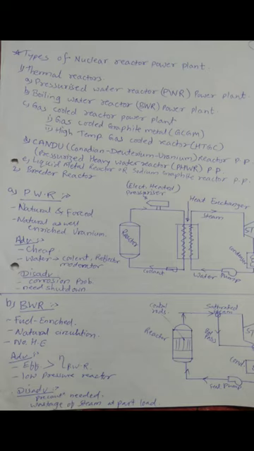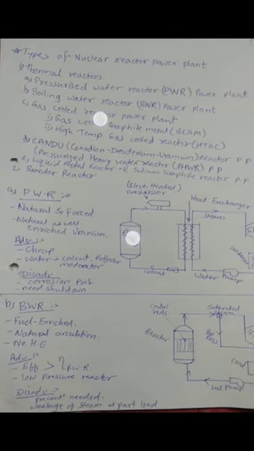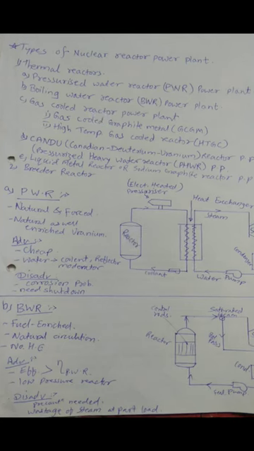In that again there are two types: gas cooled graphite moderator, that is GCGM, and the second one is high temperature gas cooled reactor, HTGC power plant. And the next, D type, is CANDU, that is nothing but a Canadian Deuterium Uranium reactor power plant. In India, the modification of this CANDU reactor is also called a pressurized heavy water reactor, PHWR power plant. And the E part of this is liquid metal reactor or sodium graphite reactor power plant. So these all five things we will study today.